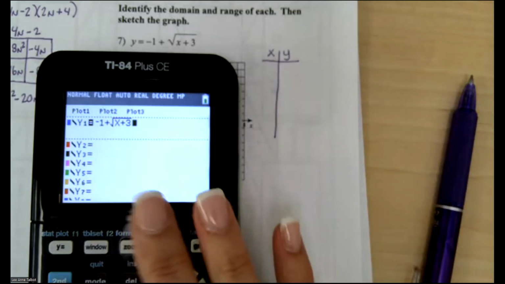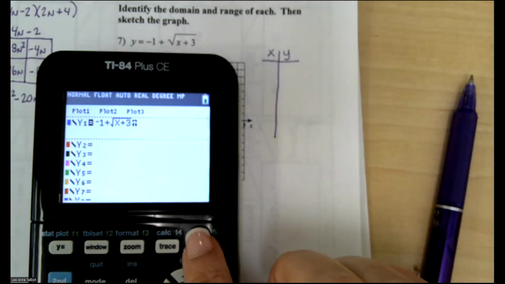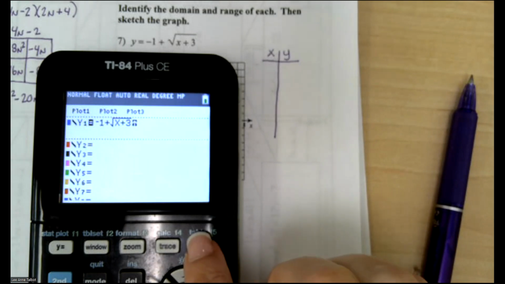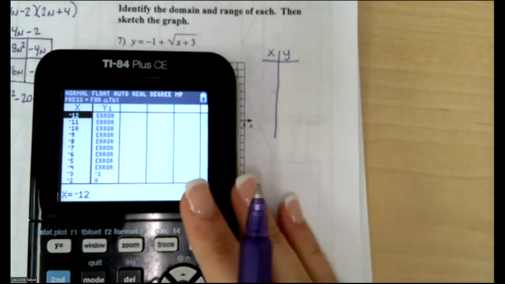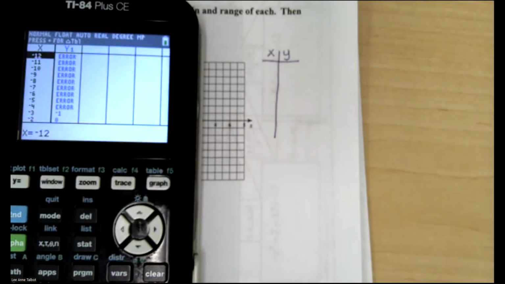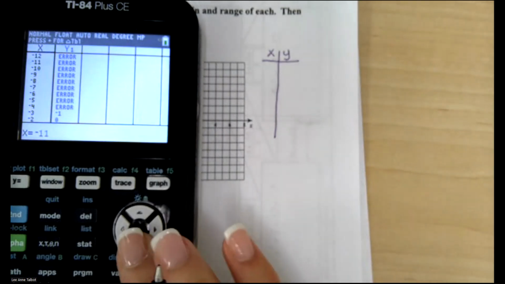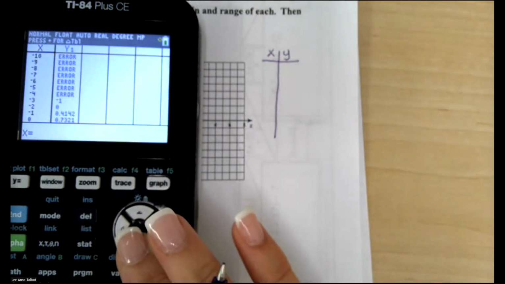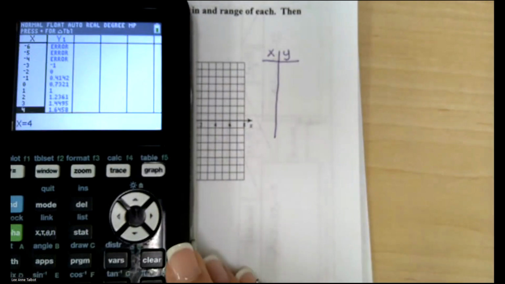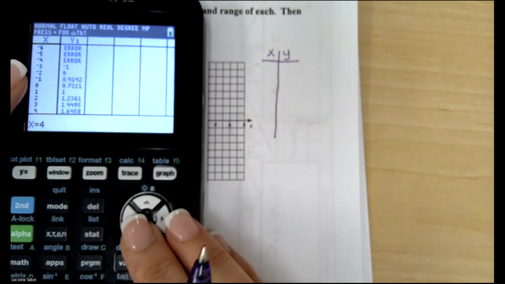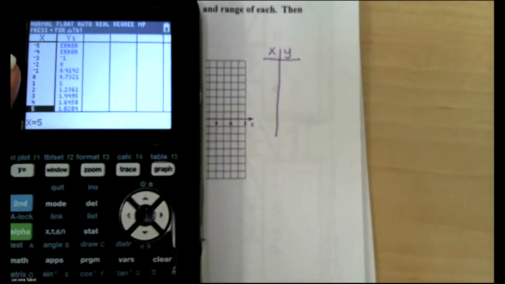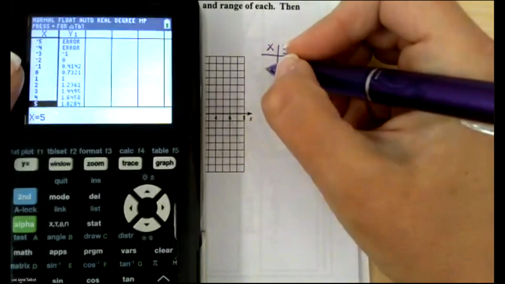Okay, now let's go to the table. Do you guys know how to go to the table? Second graph. And you'll see a bunch of errors, and that should not be surprising because it's a square root graph. So don't freak out about that. That's okay. And you're going to scroll until you can see some points that don't have errors in them. And we're just going to do 5 points here.